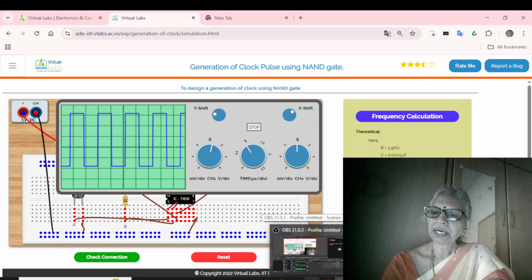So this is how a NAND gate is applied as an oscillator. The NAND gate is used here as an inverter, and R and C circuits are used to generate the waveform. Okay, thank you.